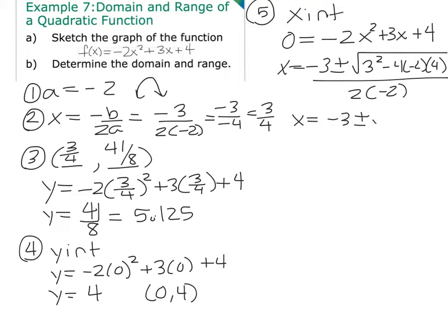Okay, so if I type that 3 squared minus 4 times negative 2 times 4 in my calculator, I'm going to get a 41 out of that. Since you are graphing, I would just get some decimal values. So I would do negative 3 plus the square root of 41, and then divide that by negative 4. That will come out to be negative 0.85. And then I would do negative 3 minus the square root of 41 and divide that by negative 4, and that will come out to be positive 2.35. Then once you have all of these things, you can put them together on your graph.